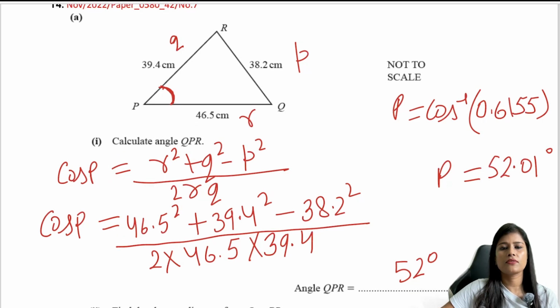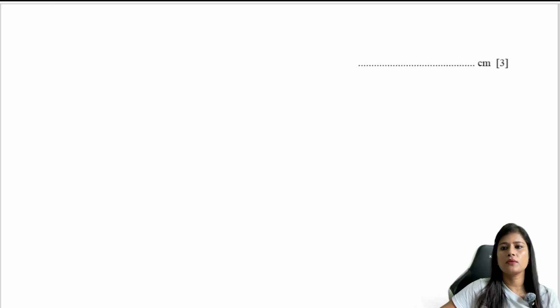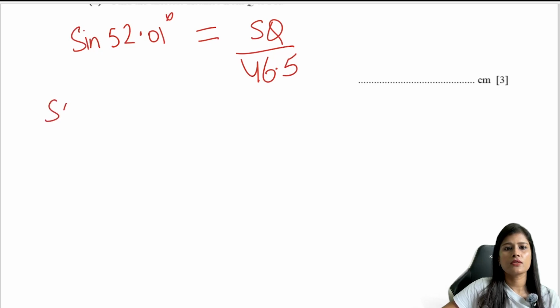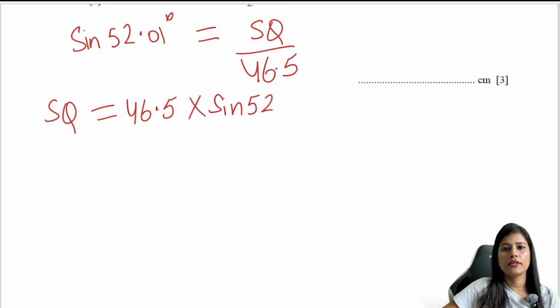Find the shortest distance from Q to PR. From Q to PR means this shortest distance we find out. Suppose it is S. So I already have this angle as 52 degree. So this is opposite and this one is hypotenuse. So I can use sine for this one. Sine 52.01 degree equals opposite, which was SQ, over 46.5. So SQ will be 46.5 times sine 52.01 degree, 36.64.